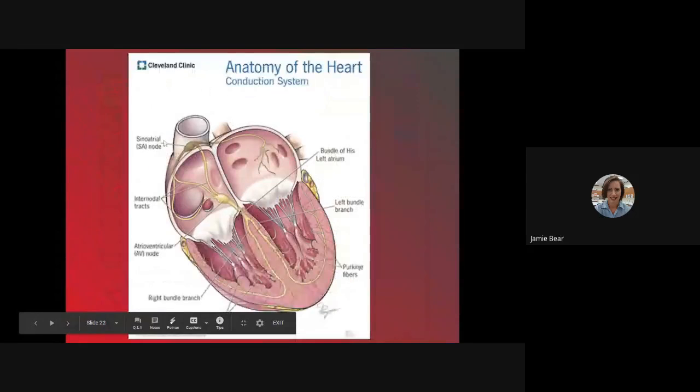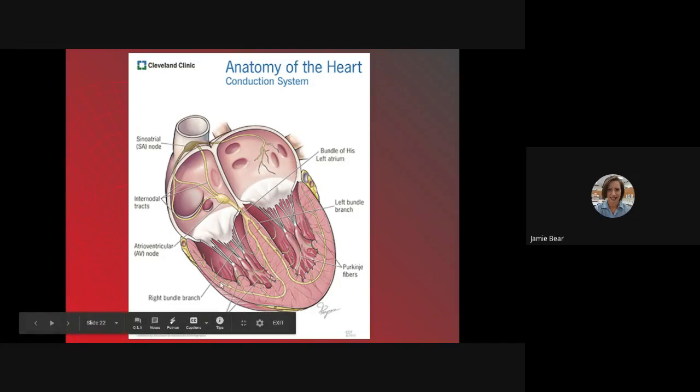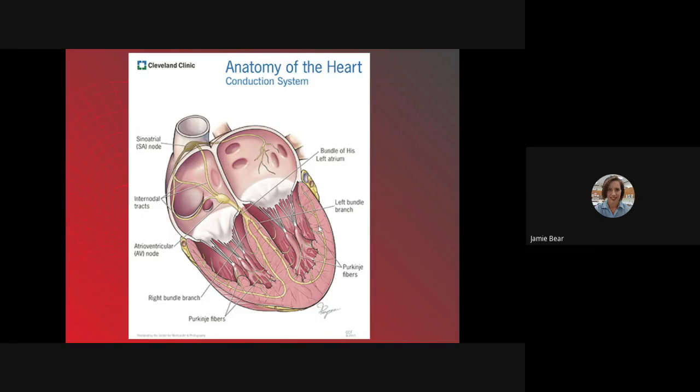Another picture of that: here's the SA node. Okay, and it goes through the internodal tracts down to the AV node. Then it'll go to the left and right bundle of His. Okay, and it's not "his," it's "His." Then to the left and right bundle branches, and then out to the Purkinje fibers that innervate the ventricles themselves.